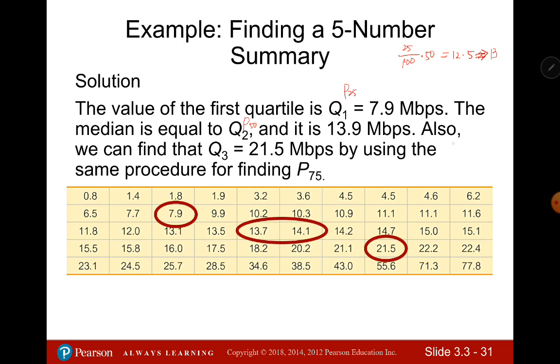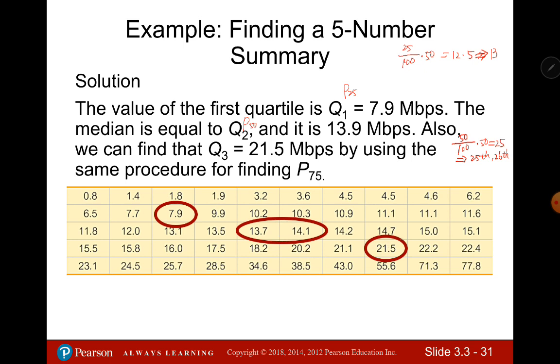And if we talk about Q2, that's P50. Then we use the same formula. This time K is equal to 50. 50 divided by 100 times 50, we will get 25. Now we realize 25 is a whole number, which means we need to check the 25th and the next one, the 26th. So we check these two and get the mean of these two values. That will be our median, P50 or Q2.